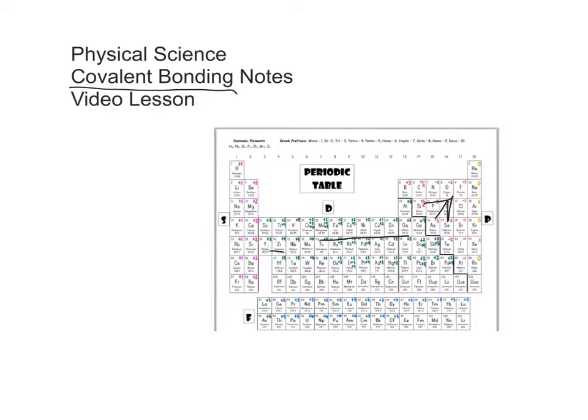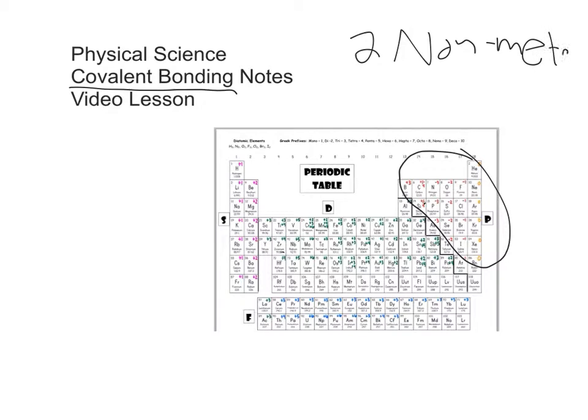Now what we're going to learn about today is covalent bonding, which is two things from the right side of the stair-step line. That is, two nonmetals. If you think back to the inquiry lab that we did, that was where we split everything into two groups. One of those groups was ionic, the other group is covalent, and we're now going to learn about that second group.